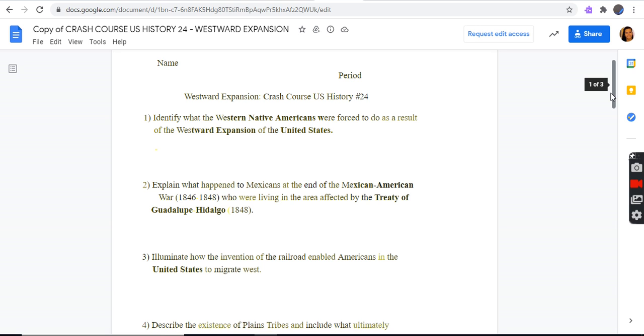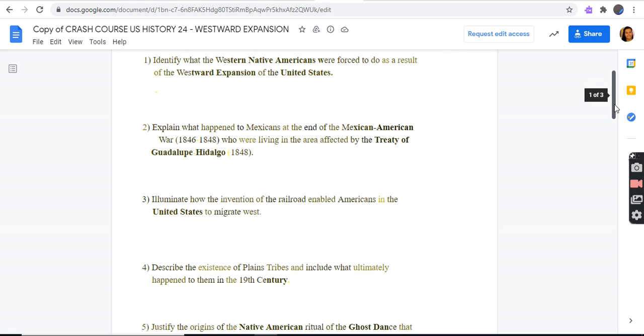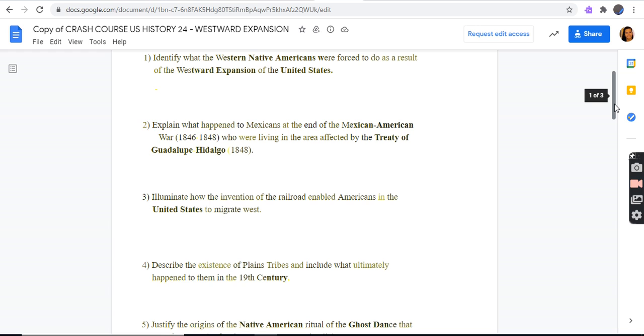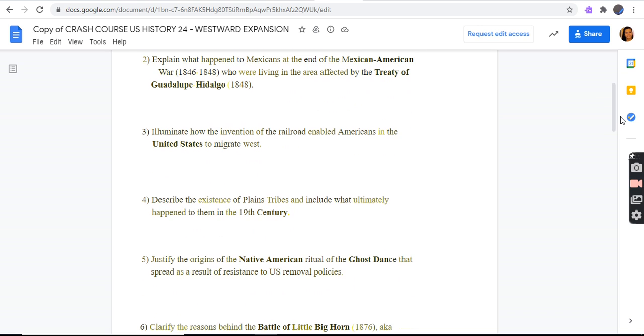History 24. Identify what the Western Native Americans were forced to do as a result of the westward expansion of the United States. Explain what happened to the Mexicans at the end of the Mexican-American War, 1846 to 1848, who are living in the area affected by the Treaty of Guadalupe Hidalgo, 1848. Illuminate how the invention of the railroad enabled Americans in the United States to migrate west.